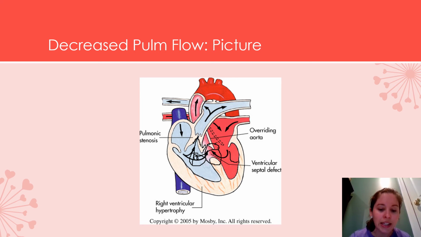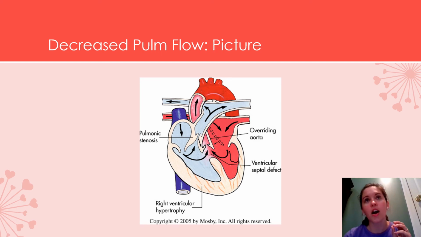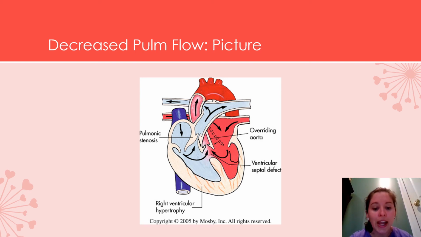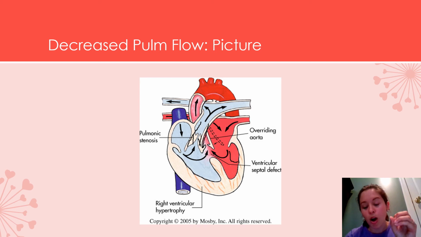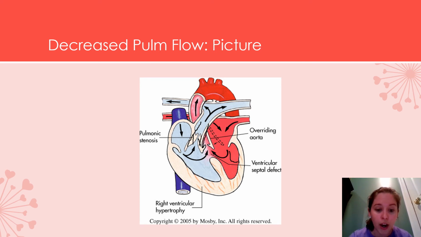So what happens in tetralogy of Fallot, we have this pulmonary stenosis. Remember that stenosis means narrowing or hardening. And so we have a narrowing of the pulmonary valve and the pulmonary artery. That narrowing, that smaller circumference of the vessel, doesn't allow as much blood flow to get to the lungs. So that's our other problem. So we've got 2 problems.